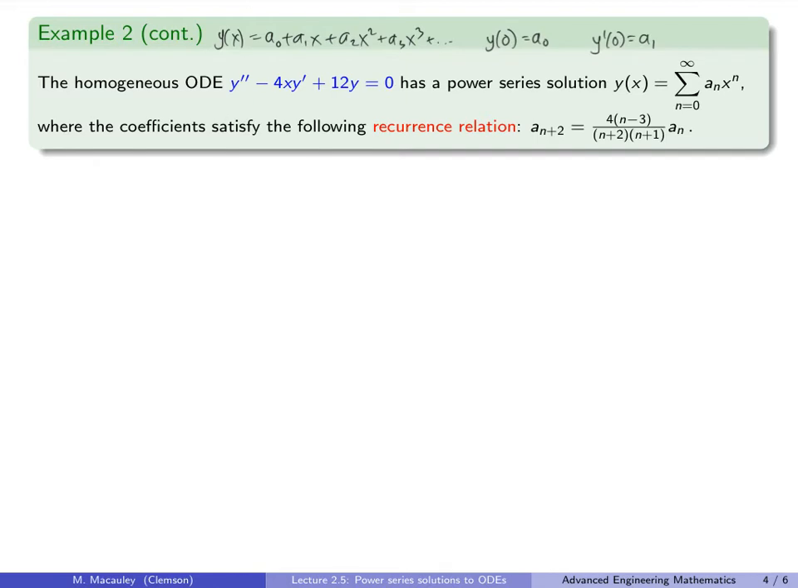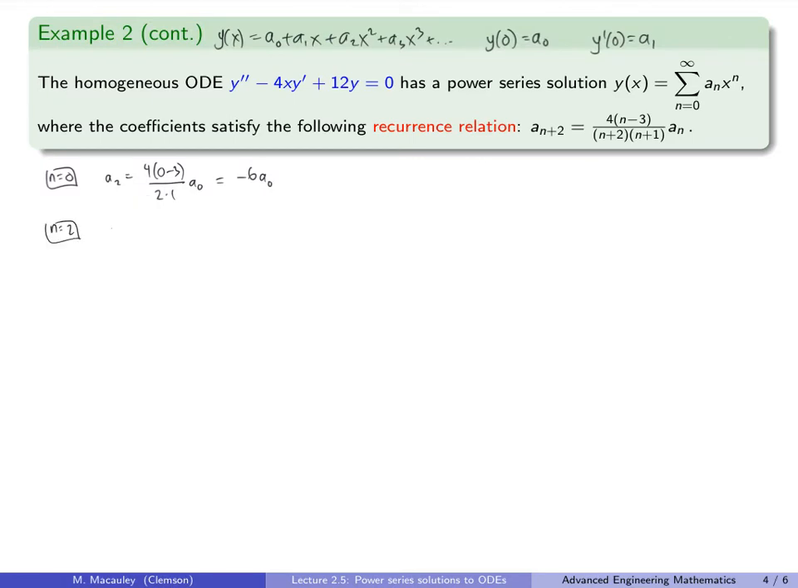So let's do an example, or let's do this explicitly. Let's suppose that n equals 0. We get that a2 equals 4 times 0 minus 3 over 2 times 1 times a naught, which is negative 6 a naught. I'm not usually going to multiply this out. I'm more worried about factoring it like this so we can see the patterns. You'll see what I mean shortly.